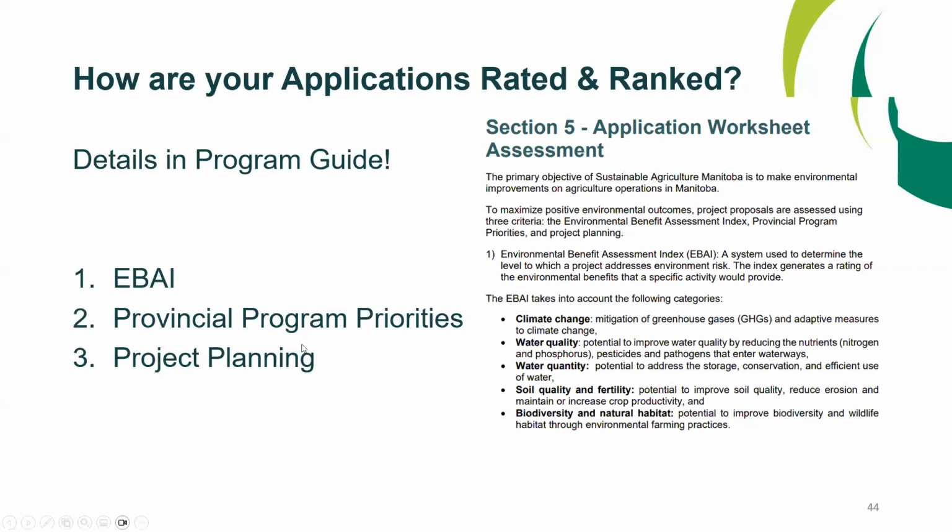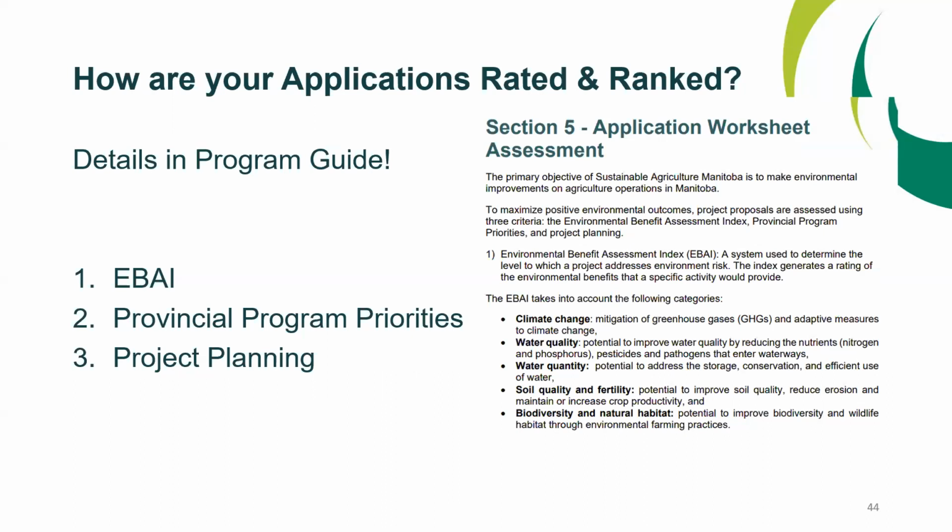The second section that the review team looks at is the provincial program priorities. And this is also covered in the program guide. So I'm not even going to let you know what those are. I want you to look them up in the program guide and read it in full. And then this third section that the review team looks at is project planning. So how has the project been planned? Is there enough detail? Is it concise? Is it realistic? Is every part of the application completed?